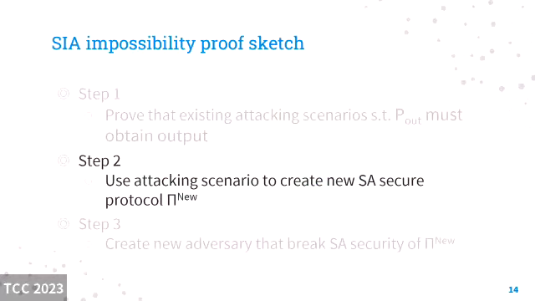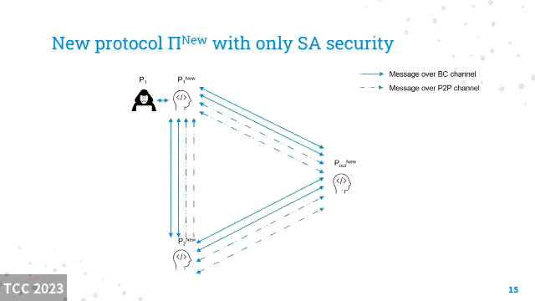Then it's the second step of the proof. What do we want to do? We want to use an attacking scenario to create a new secure protocol that is selectively secure. And it works as follows. Now we consider the new protocol and follow the same idea from attacking scenario one. Note that the malicious behavior of party one in attacking scenario one is now only party one's behavior in this new protocol, for party P1 new.